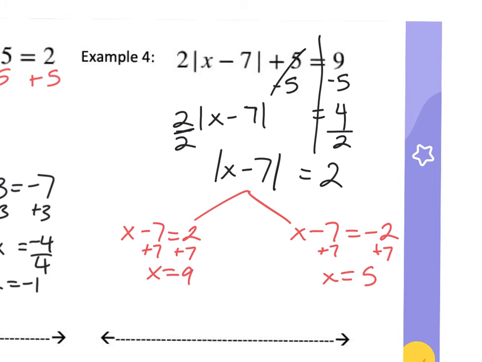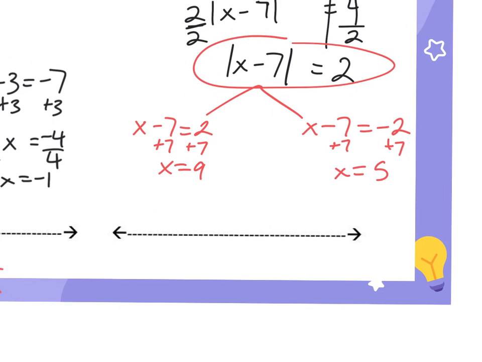Okay, plug these in. So we're going to go up just to this one, okay? Go to where you broke it apart. That makes it a lot easier. And plug it in. So 9 minus 7 gives me 2, which works. 5 minus 7 gives me -2. Also works. Time to graph it. 5 is obviously less than 9. Closed dot, closed dot. Okay.